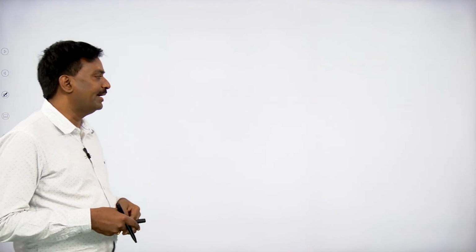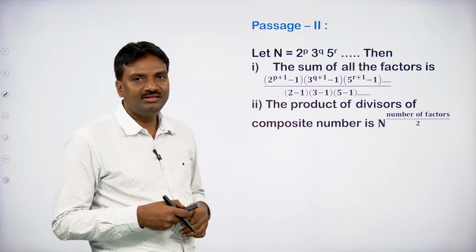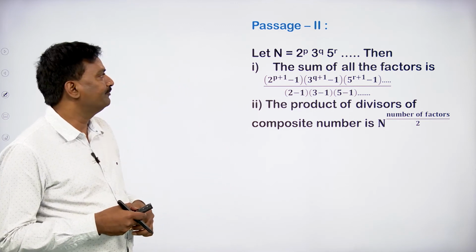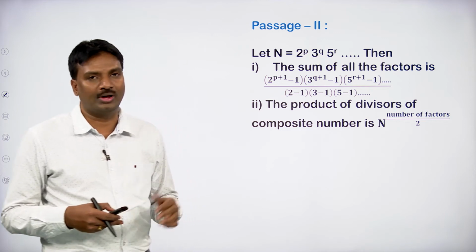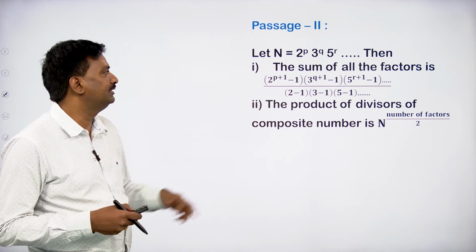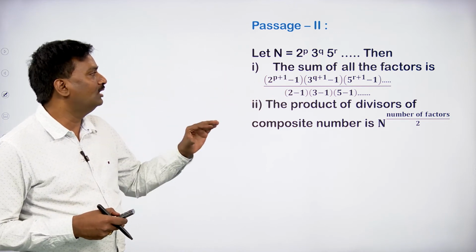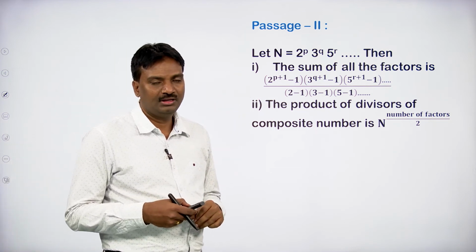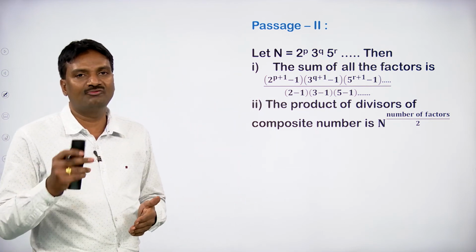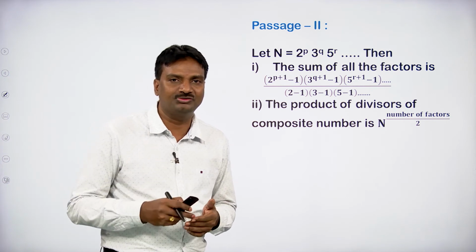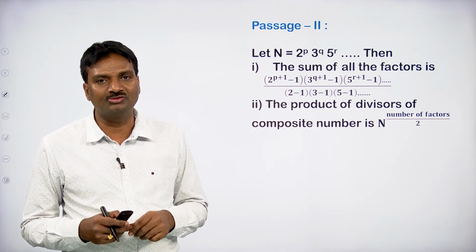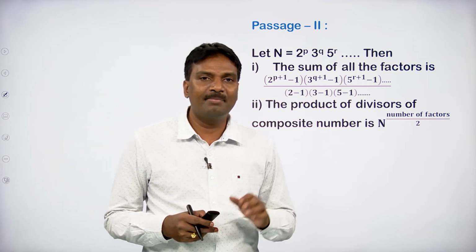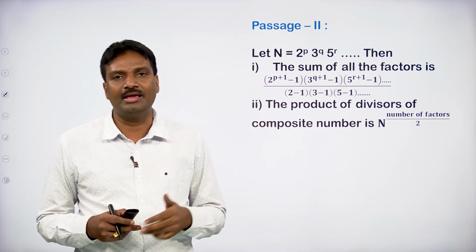Now this is the second passage. By observing this passage, here we have let n equal to 2 power p into 3 power q into 5 power r into so on. So just like the above passage, the sum of all the factors, we know the formula: P1 power alpha 1 plus 1 minus 1 by P1 minus 1 into P2 power alpha 2 plus 1 minus 1 by P2 minus 1 into so on, Pk power alpha k plus 1 minus 1 by Pk minus 1.